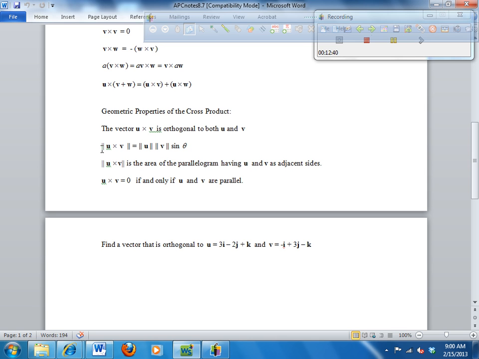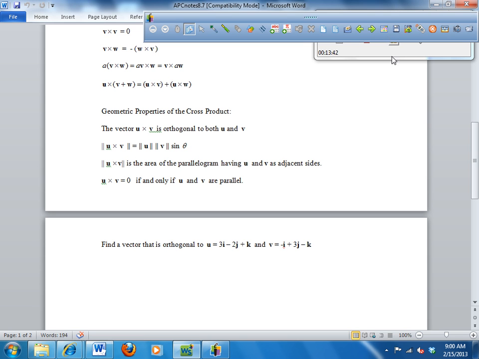I looked at the proof last night. And the magnitude of U cross V is the area of a parallelogram having U and V as adjacent sides. U cross V equals 0 if and only if U and V are parallel, or as we saw, if they're the same vector, right? Okay?